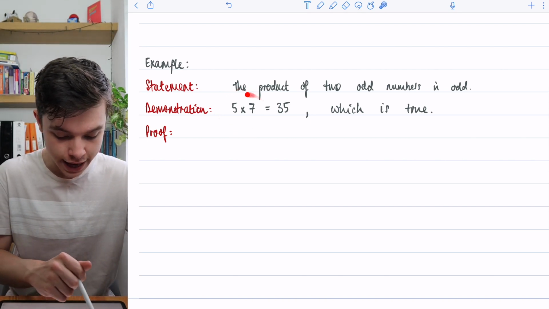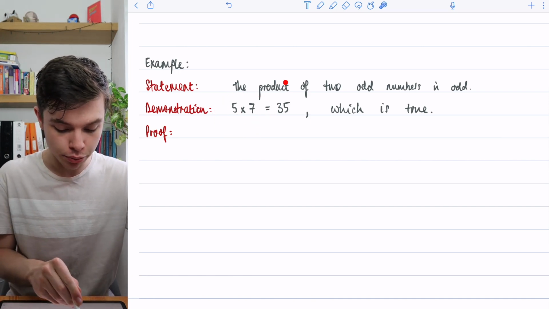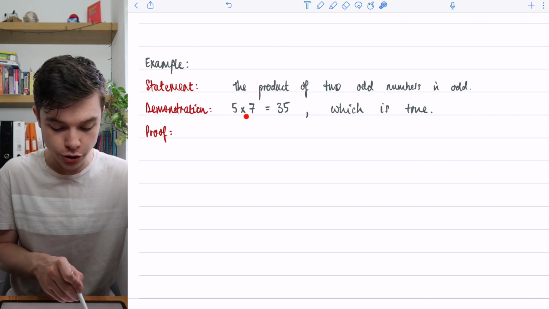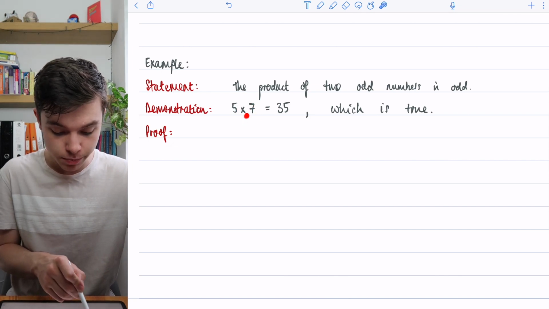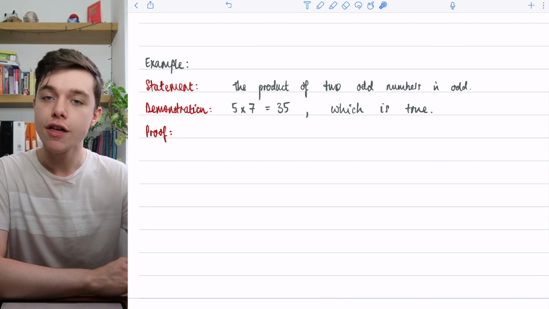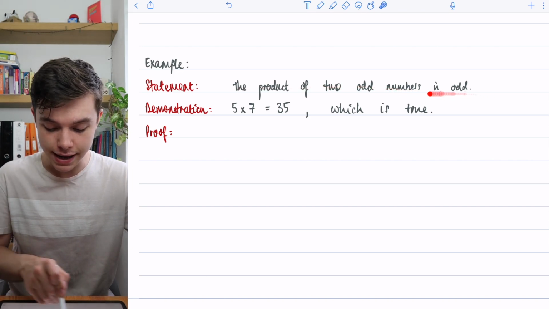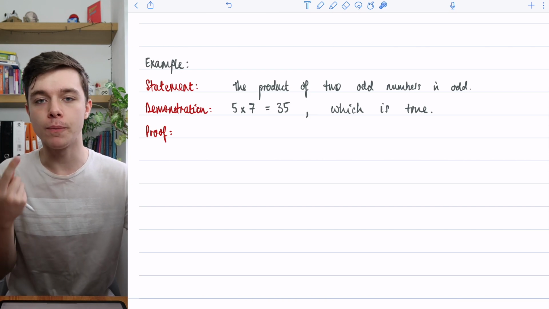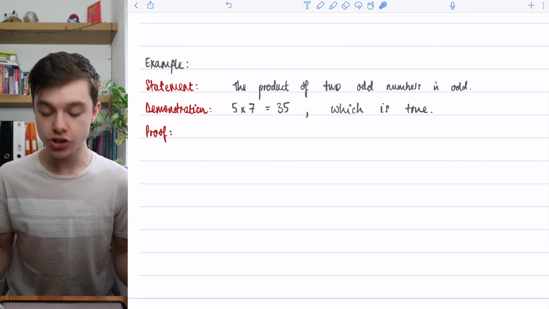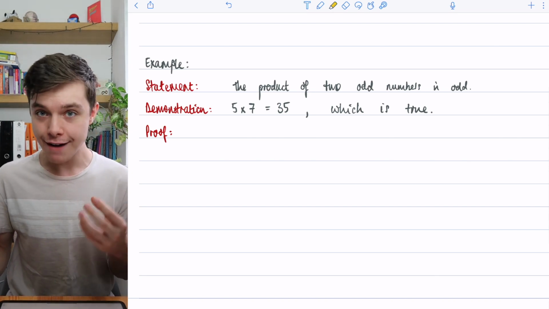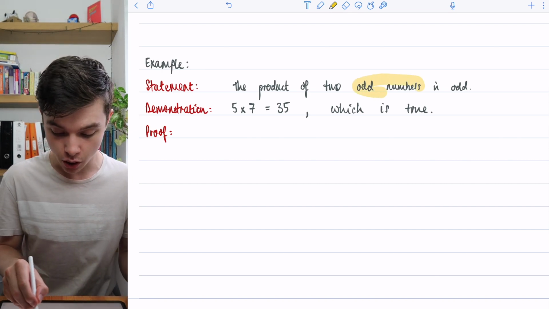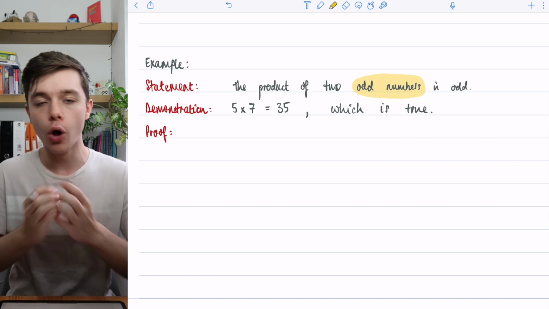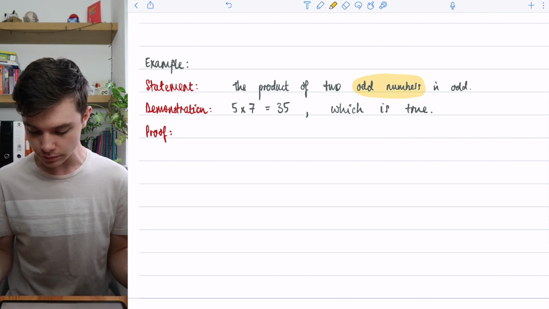The two odd numbers that I've chosen here are 5 and 7. Product means multiply, so the product of those two odd numbers is odd. Well, multiplying 5 and 7, we do get 35. 35 is odd, so it makes this statement true. So we've got a true statement there. But that, like I said, is just one example. We want to do a proof to show that it is true for everything, and the everything here is all odd numbers. So any two odd numbers that I multiply together will always give me an odd number.